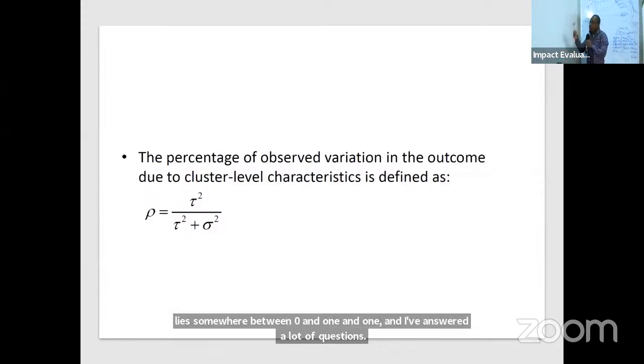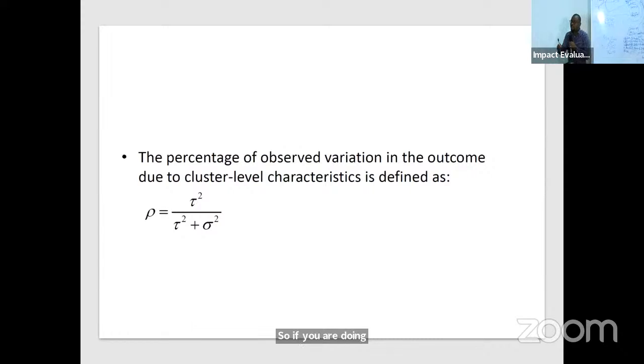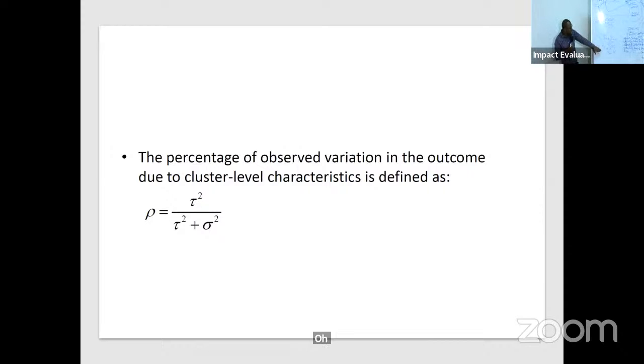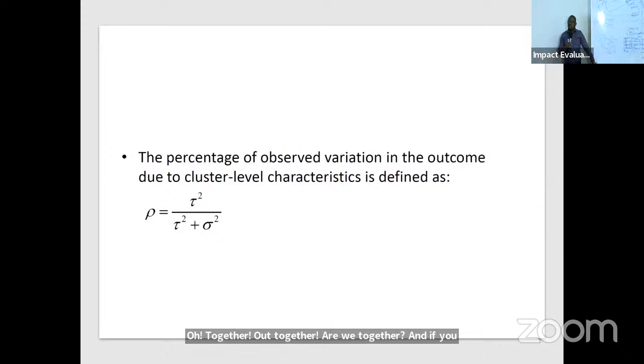And I've answered a lot of questions. So if you're doing individual randomization, what does individual randomization mean? It means rho equals 0. You are randomizing at the individual level. Are we together? And if you're doing cluster equals 1, very extreme case, that means there's no variation within clusters. Are we together?